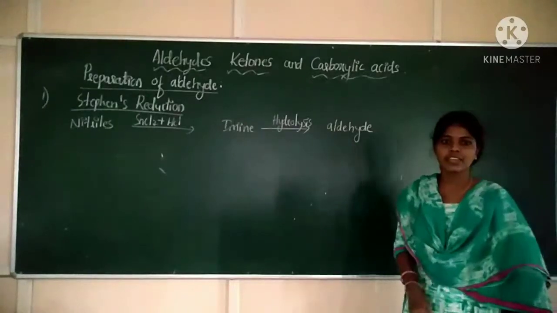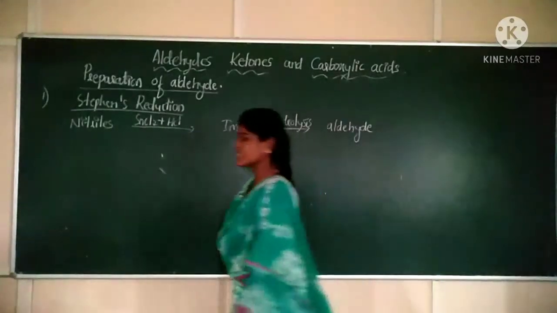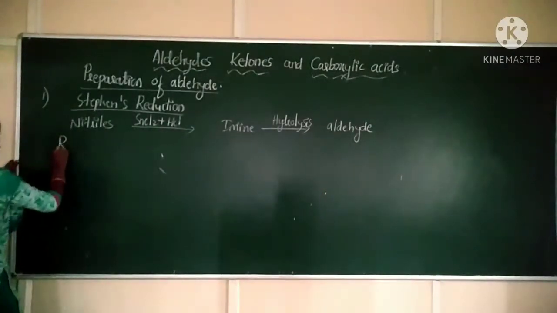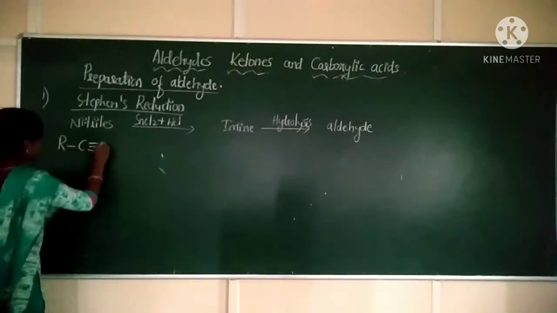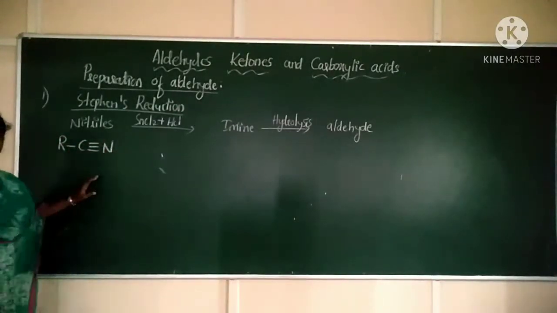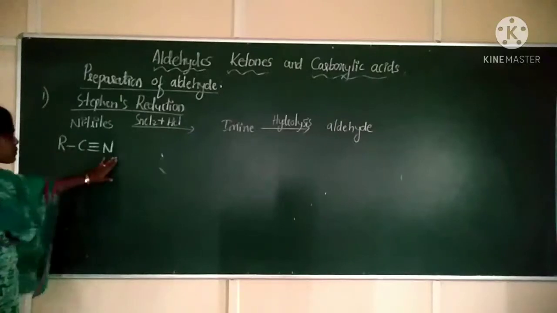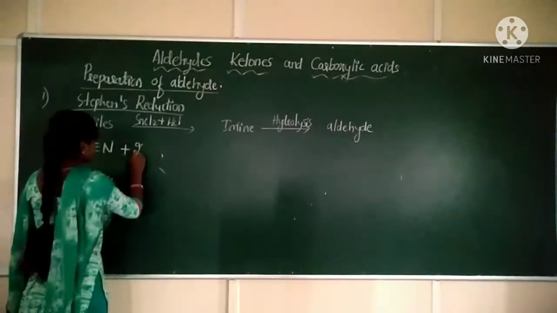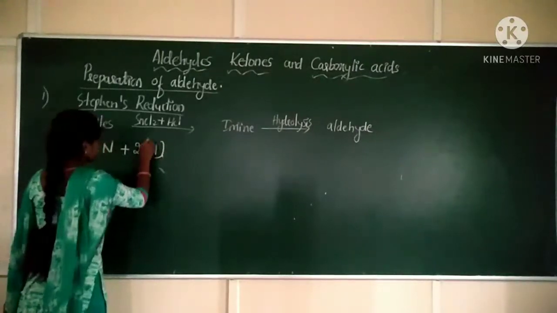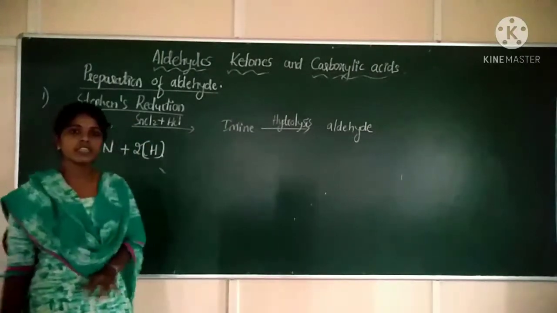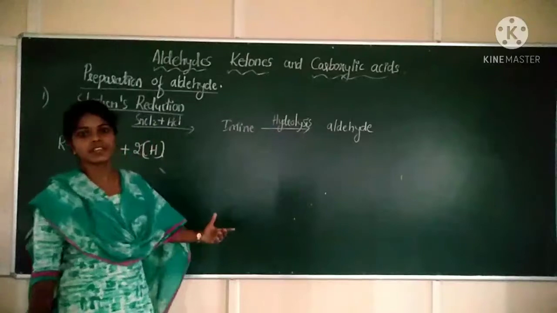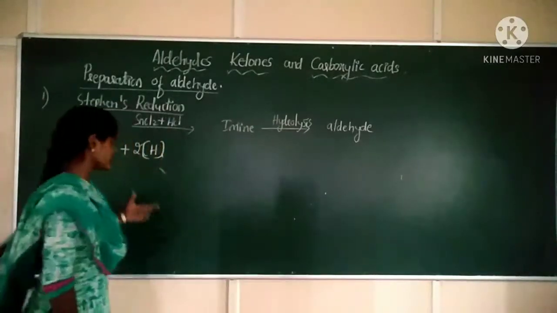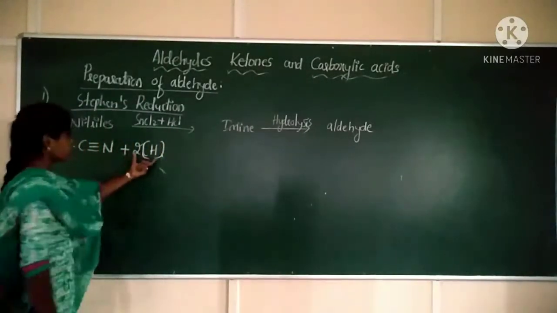Now write the formula. The general formula for nitrile is R-C triple bond N. Correct? Now this will react with hydrogen. That is reduction. What is reduction? Reduction means addition of hydrogen. Now, how are these hydrogens produced?